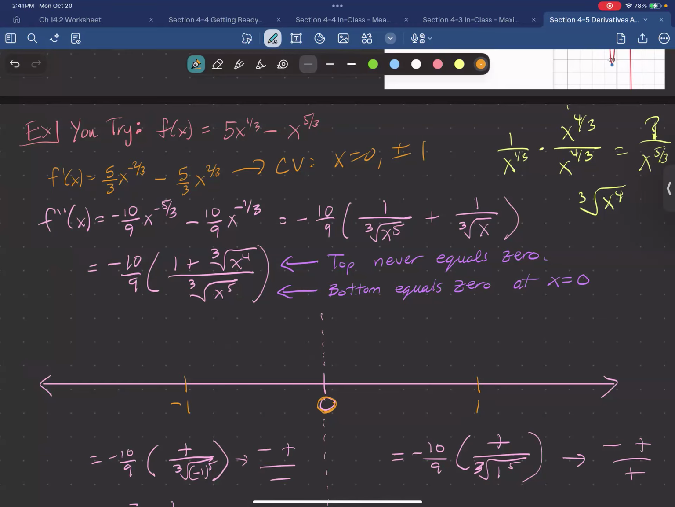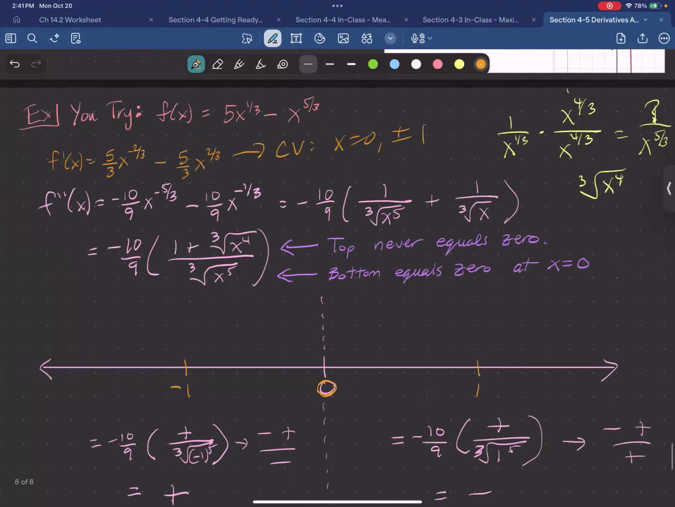If I stick in -1, the top is always positive. The -10/9 is always negative. The positive is always positive, and -1 to the 5th power is -1. The cube root of it is -1. We've got two negatives. That overall region is positive. So we're doing concavity. It's concave up there.